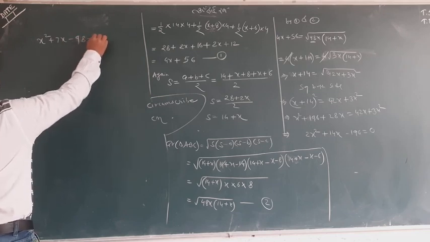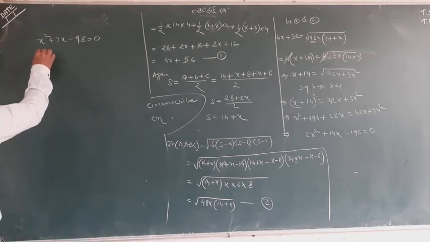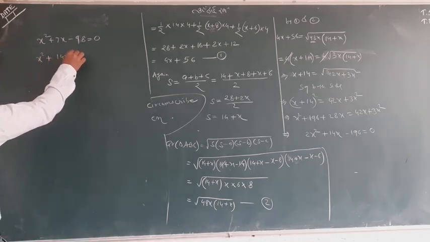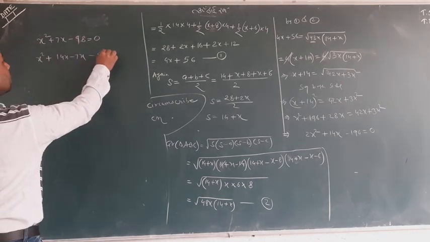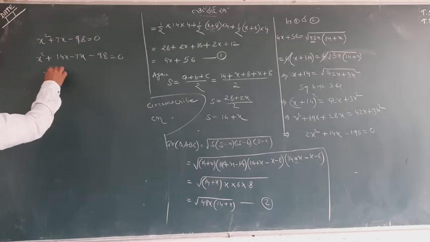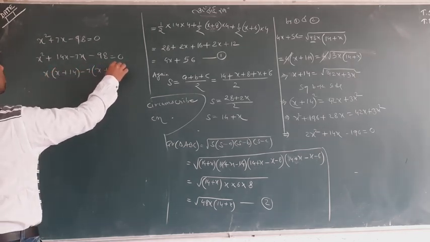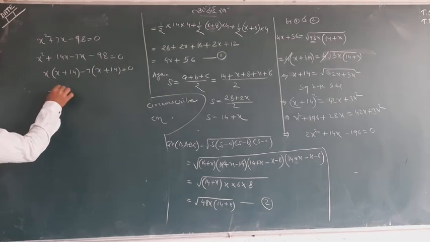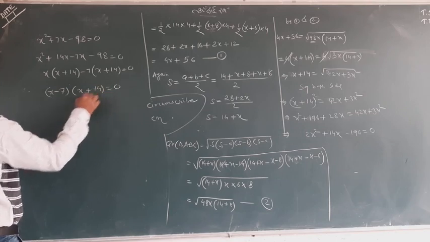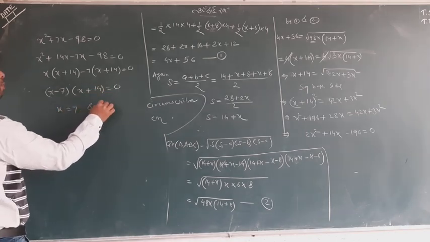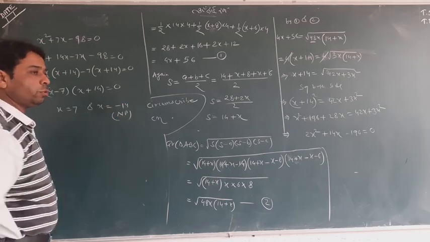This is a simple equation we have got, and by the splitting method we can write 14x minus 7x. 14 times 7 is 98, 14 minus 7 is 7. This is easy. So take x common, x plus 14, minus 7 common, x plus 14 is equal to 0. We have (x minus 7)(x plus 14) is equal to 0. So we got x equal to 7 and x equal to minus 14. It is not possible because distance x is never negative.